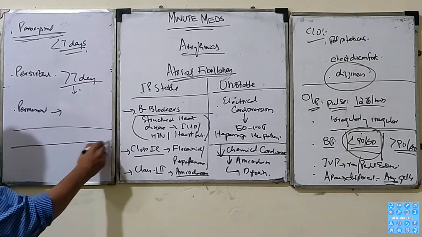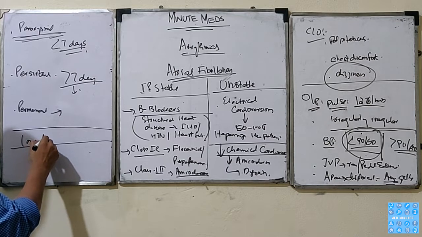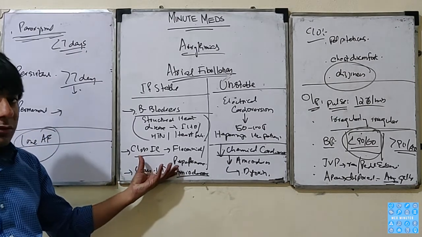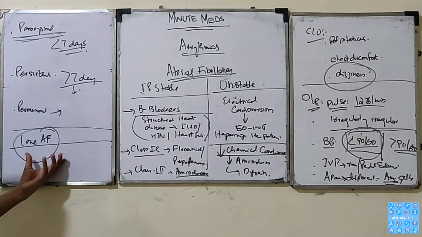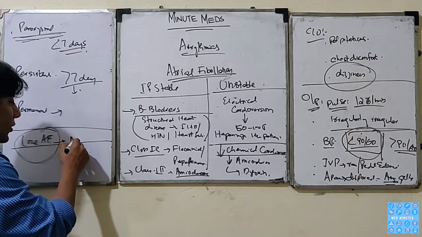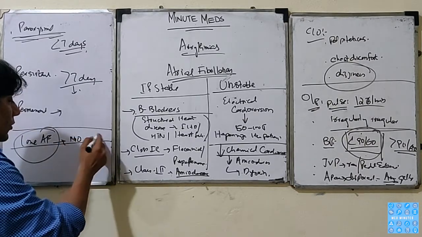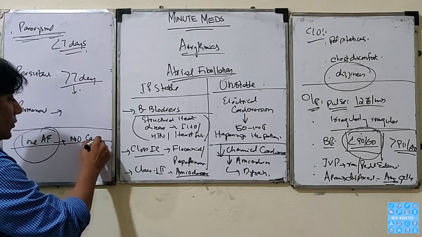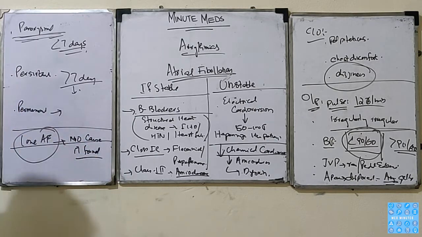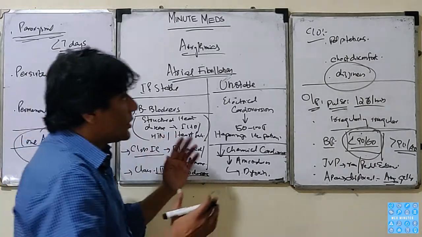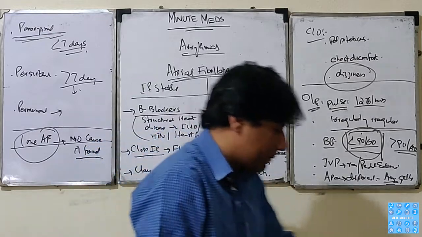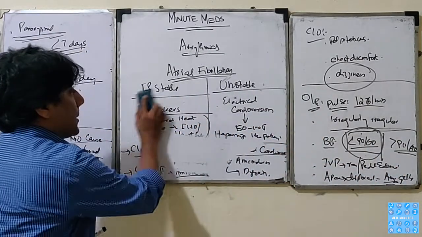There's another thing that we sometimes use, lone AF. I have discussed in the beginning the causes of atrial fibrillation. Lone atrial fibrillation is the type of atrial fibrillation in which there is no significant cause found. Now, we will just discuss scenarios of how atrial fibrillation can present.